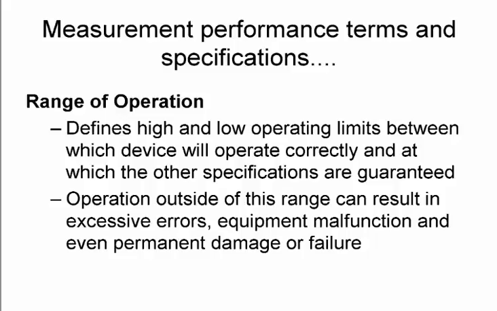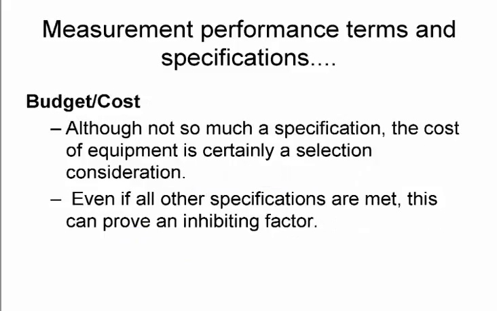Now the range of operation defines the high and the low operating limits between which the device will operate correctly and at which the other specifications are guaranteed. So as long as it's within that range, then the specifications for that specific operation are guaranteed. Operation outside of this range can result in things like excessive errors, equipment malfunctioning and even permanent damage or failure. So that's how important it can become depending on the type of process.